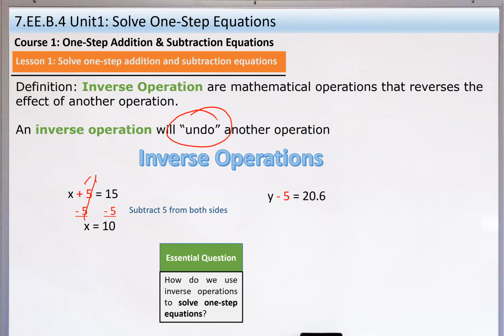Y minus 5 is 20 and 6/10. The inverse of subtraction is addition. So I have to add 5 to both sides. These 5s cancel out, 0 pairs. So I add 5 to 20 and 6/10, and I get 25 and 6/10. 25 and 6/10 is the solution. It's the number that I replace y with so that my equation is true.